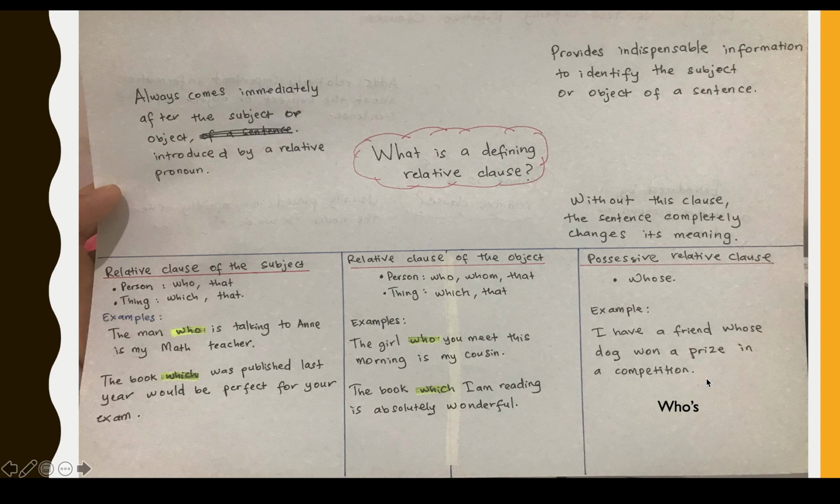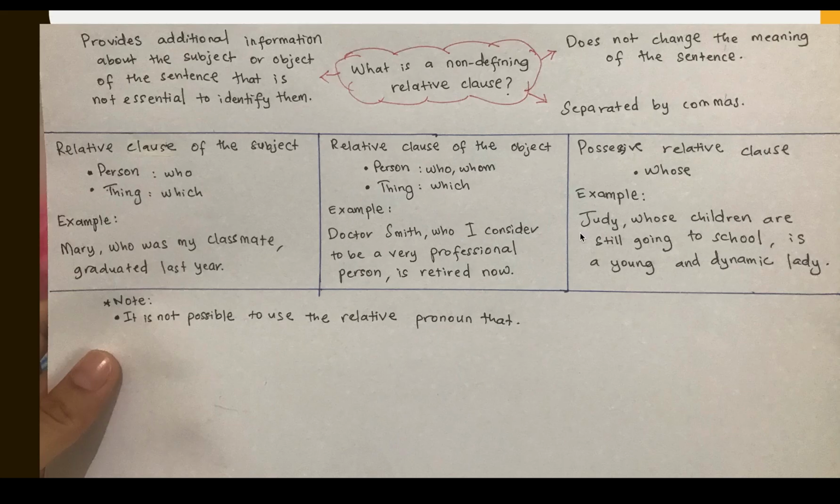Next is the non-defining relative clause. A non-defining relative clause provides additional information about the subject or object of the sentence that is not essential to identify them. It doesn't change the meaning of the sentence, and it is always separated by commas.